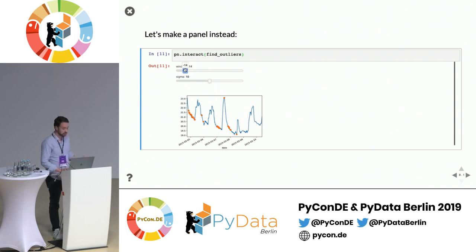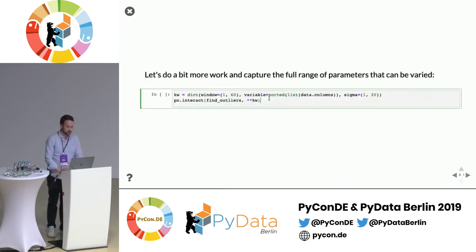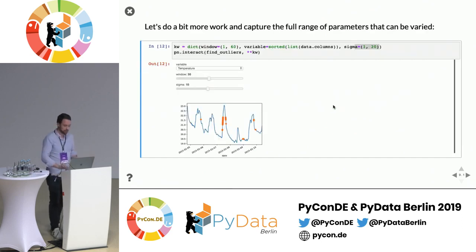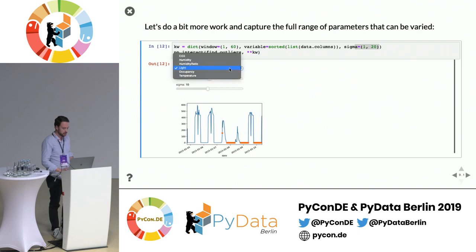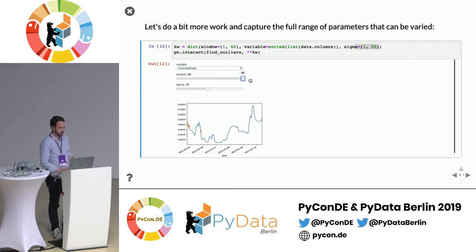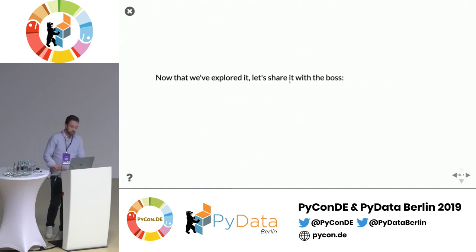Interact, being as magic as it is, kind of doesn't know that a window can't be negative, really. Or that sigmas, you shouldn't use a negative sigma on this data set. Doesn't really make sense. So what we're going to do is actually give it some additional information. We're going to tell it basically the window size should be between 1 and 60. We're going to tell it the various variables that we have in this data set, the range of the sigma values, and then we're going to run it again. Cool. Bit more useful. We can now pick the different variables. These are now in a sensible range, and we've got a GUI, right? We could share this with our boss, which is fine.